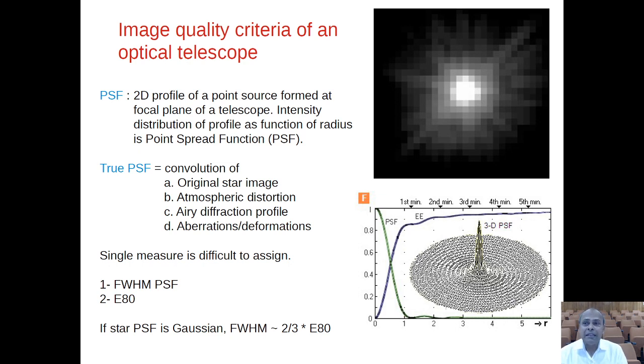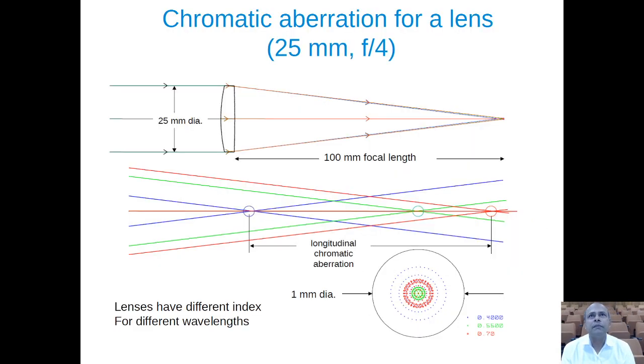But assuming that our stellar PSF behaves like a Gaussian, then the full width at half maxima of a PSF is 2/3 of this E80 parameter. So these two are very important parameters. We will refer to these in our lecture. Now let us discuss one by one the intrinsic aberrations or deformations which can happen to our images.